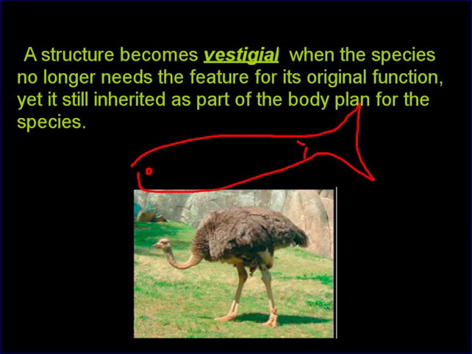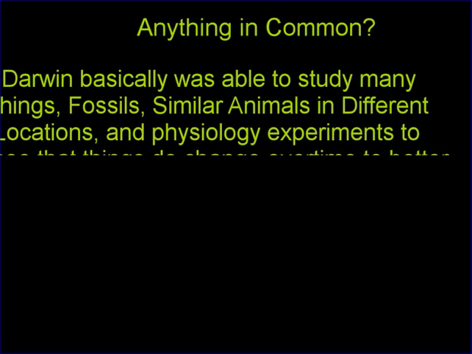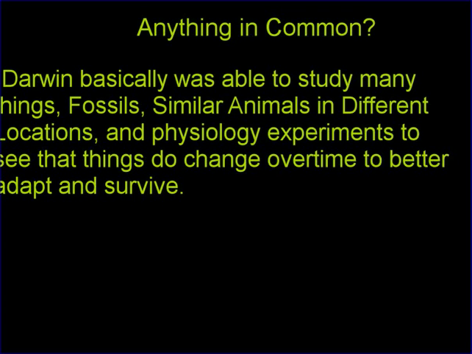So anything in common? Well, basically, Darwin is able to study many things such as fossils, similar animals in different locations, and physiology experiments to see that things do change over time to better adapt and survive. So if you think back, we've covered camouflage. It helps them hide better so that they can pass their genes on to the next generation. So it's adaptation, which helps in natural selection, which then turns over millions of years into evolution, or changing of that population. Again, smaller things such as bacteria and insects will happen a lot quicker.